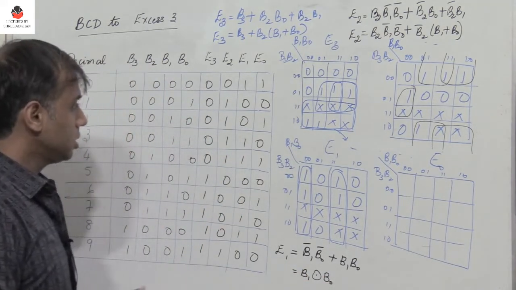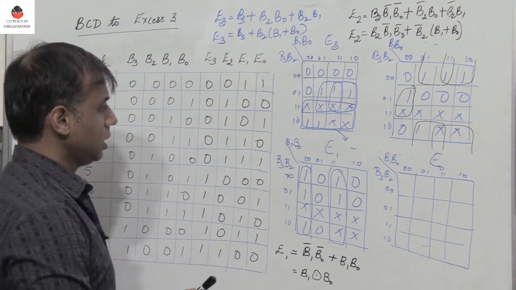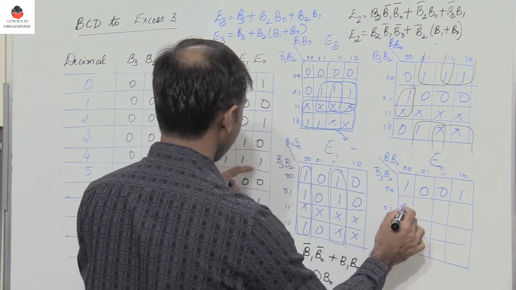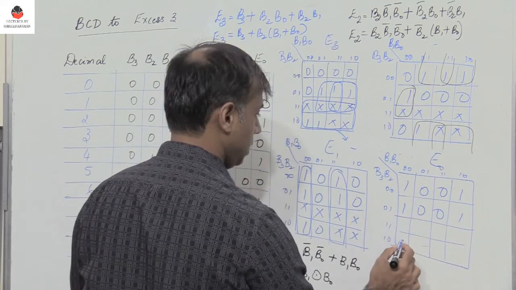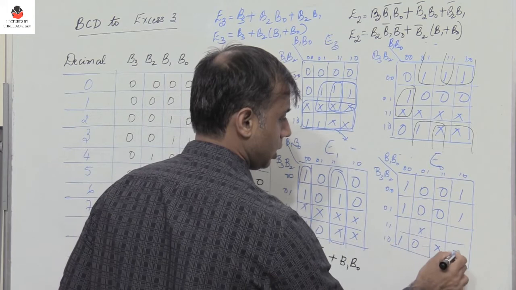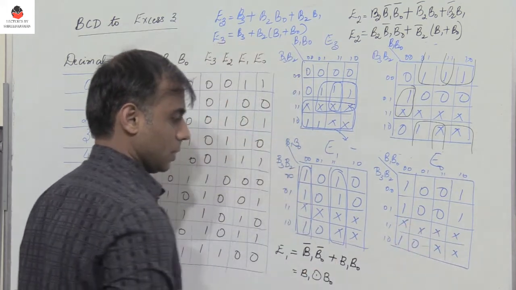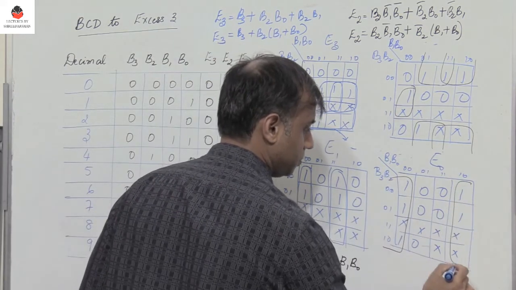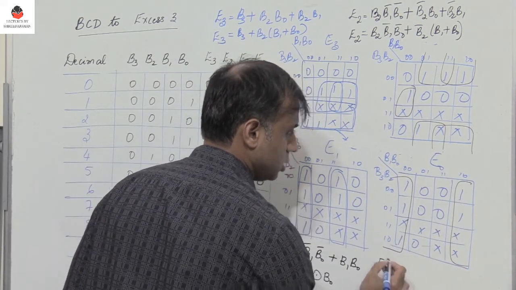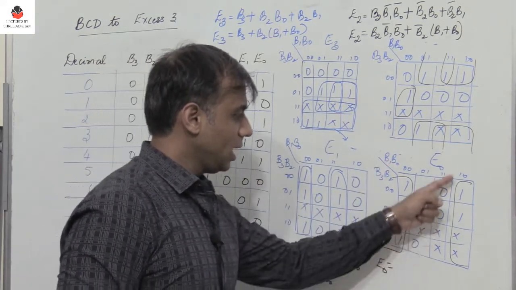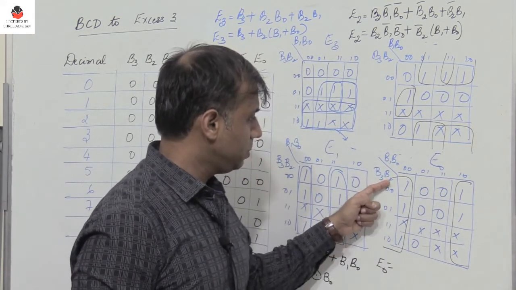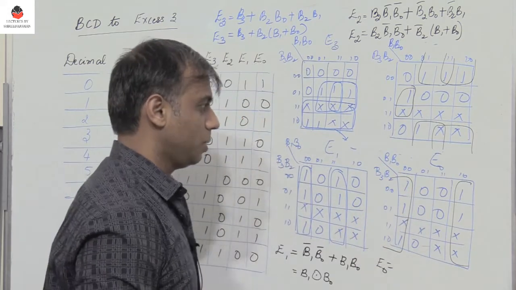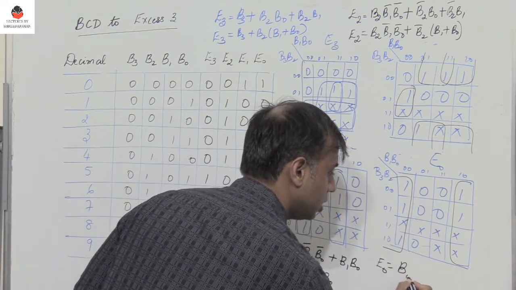Next, coming to E0, we get 1 0 1 0, and then again you have 1 0 1 0, and then you have 1 0, and the remaining are don't care. So in this case, I can combine these 4 and these 4. So we have E0, which is, since these 8 are combined, B3 and B2 are complementary, so they get cancelled. Similarly, B1 is complementary, it gets cancelled. So finally we are left with B0 bar.